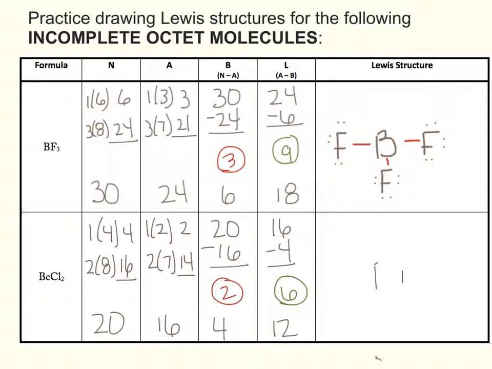Beryllium is going to be in the center with the 2 chlorine atoms side by side. We're going to connect it by the 2 bonds that we calculated, and we're going to finish it up by making our chlorines stable with the 6 lone pairs that we calculated. Remember, beryllium only needed 4, and it has that with the bonds that it formed.